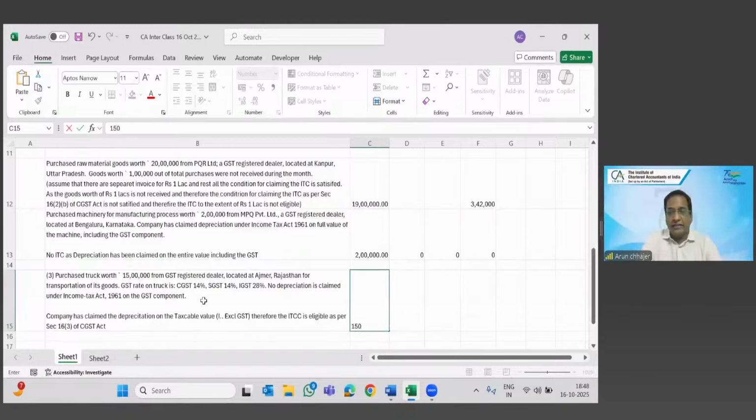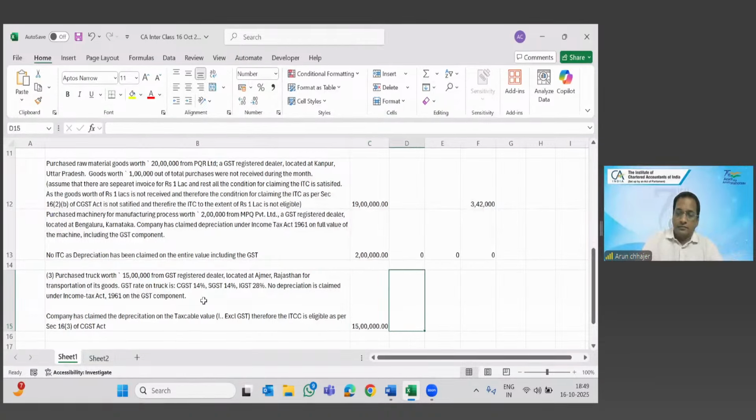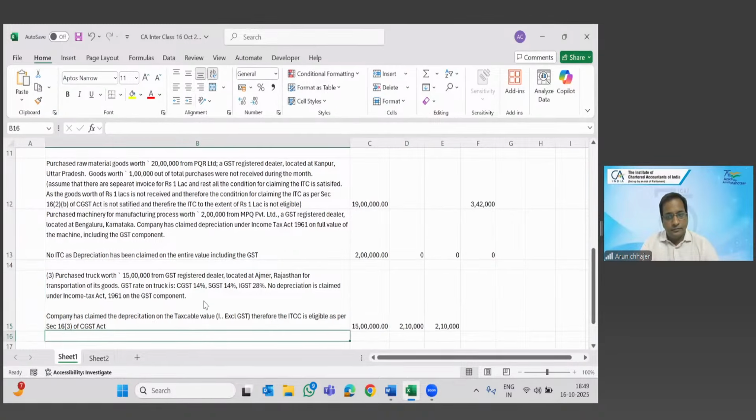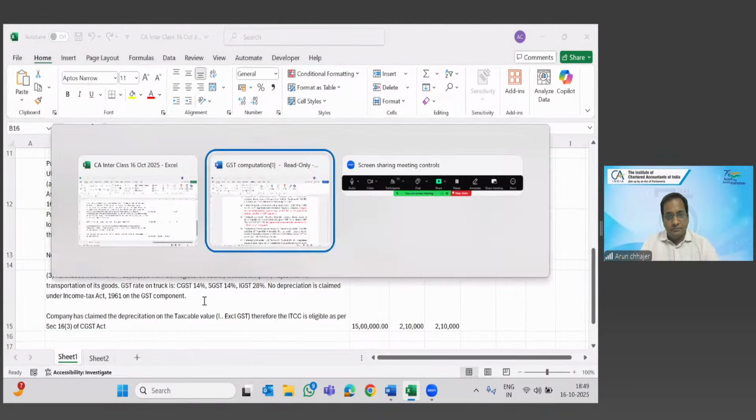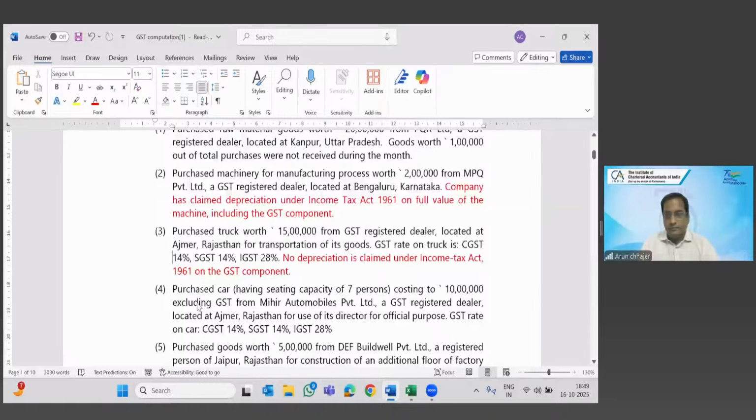So 15 lakh, will it be CGST and SGST or IGST? Will it be CGST, SGST or IGST? CGST and SGST.